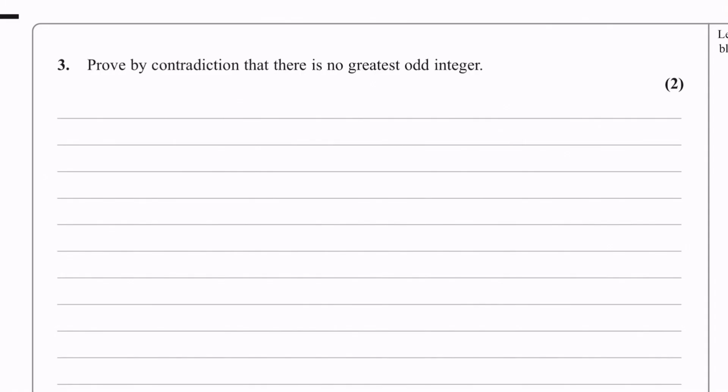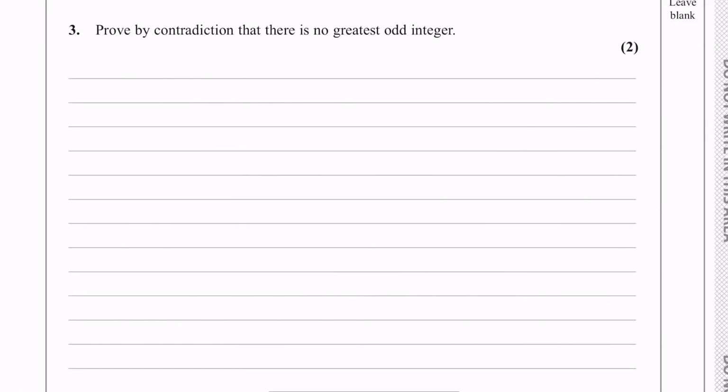Question 3. Prove by contradiction that there is no greatest odd integer. To prove by contradiction, we have to find a statement that is totally opposite to this one. The original statement said there is no greatest odd integer. So our new assumption will be there is a greatest odd integer. So we are going to prove this statement instead.